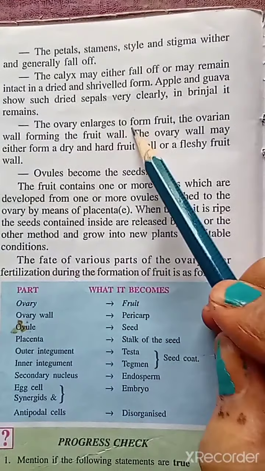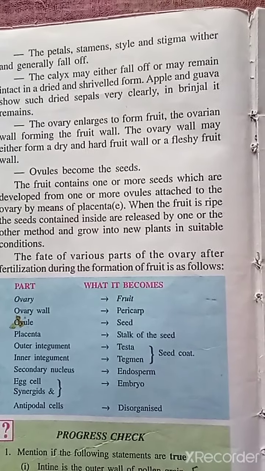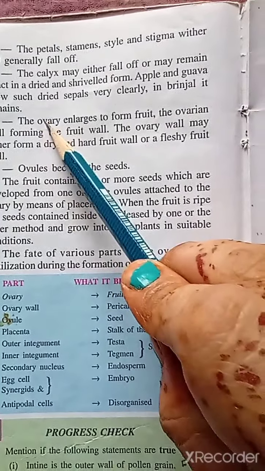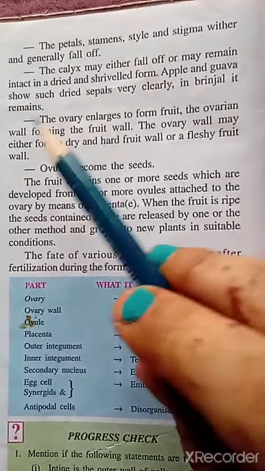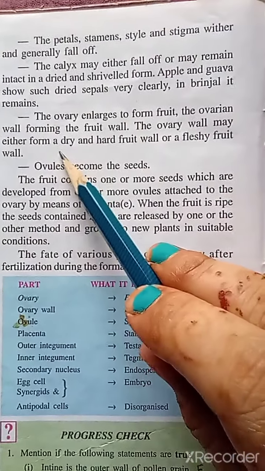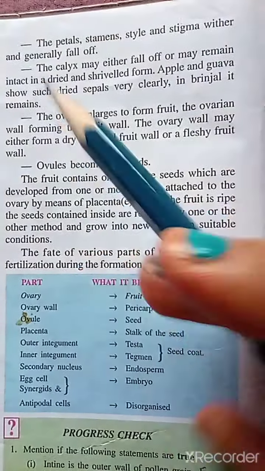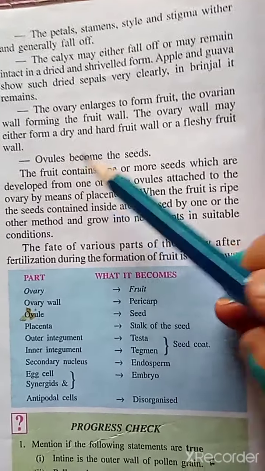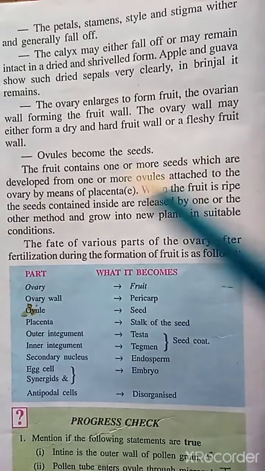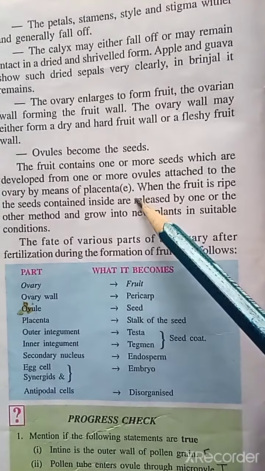The ovary enlarges to form the fruit. This is the most important question, generally asked many times: what happens to the ovary? The ovary enlarges and forms the fruit, the ovarian wall forming the fruit wall. The ovary wall may form either a dry and hard fruit or a fleshy fruit. So the ovary only forms the fruit. Ovules become the seeds. The fruit contains one or more seeds which develop from one or more ovules attached to the ovary by means of the placenta.